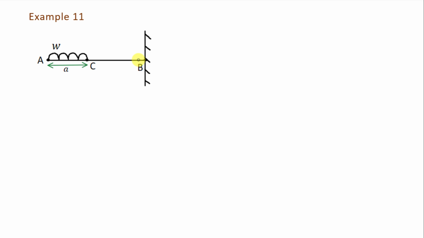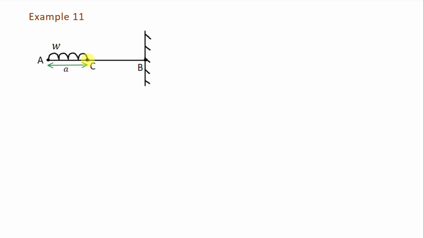In this video, we are going to see some more examples based on shear force diagram and bending moment diagram. So let us see example 11. In this example, there is a beam AB of length L and which is fixed at the right end.